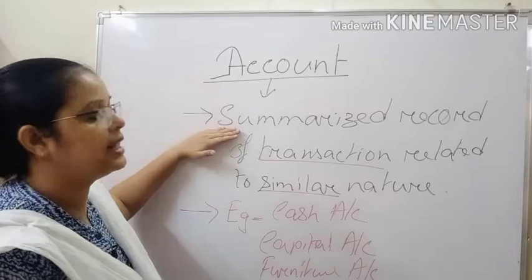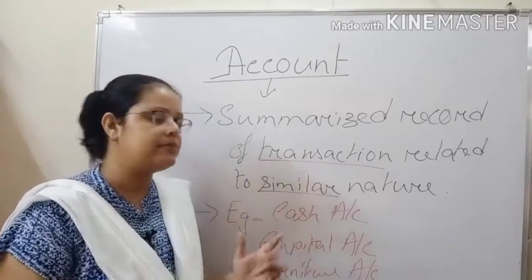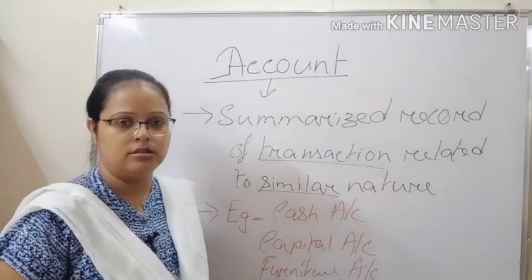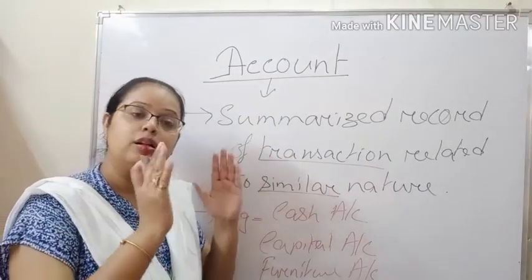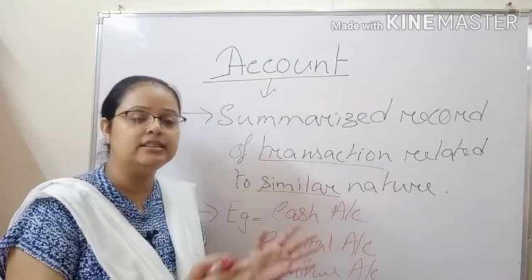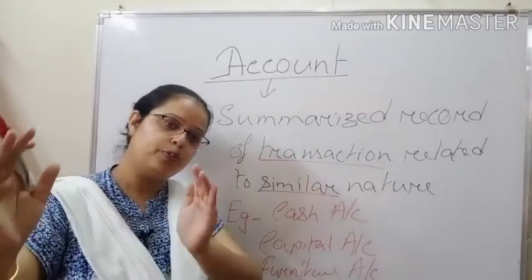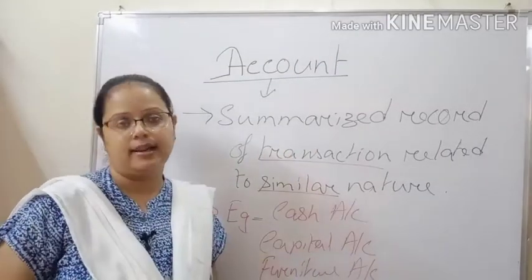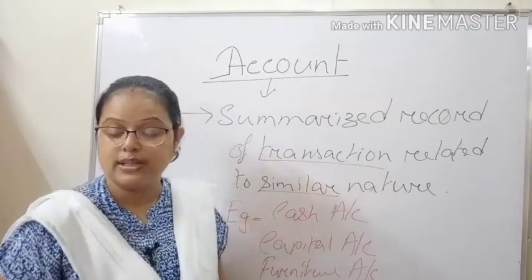Now what is an account? An account is a summarized record. What do we have to summarize, what do we have to sum up? We sum up the transactions of similar nature in a particular book. And the way of recording, an individual book, an individual group, is known as a particular account. Clear? Understood?